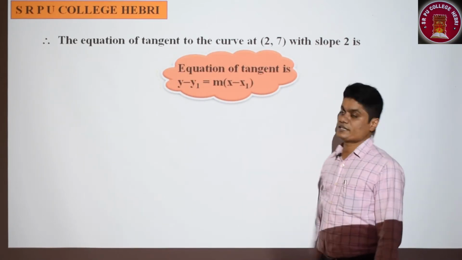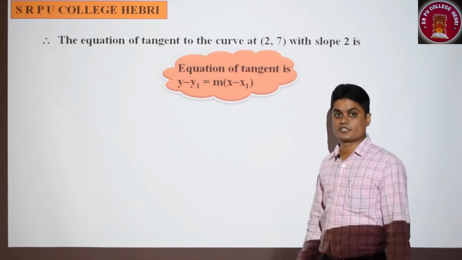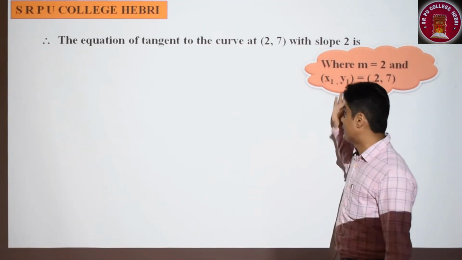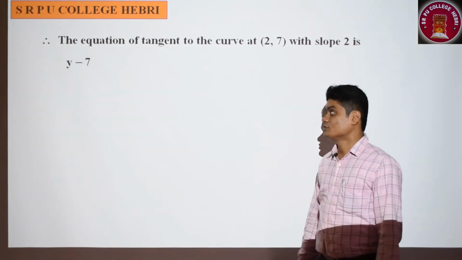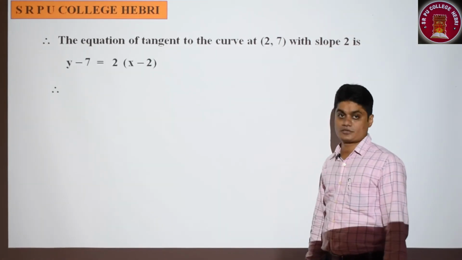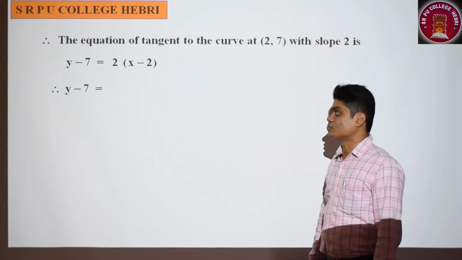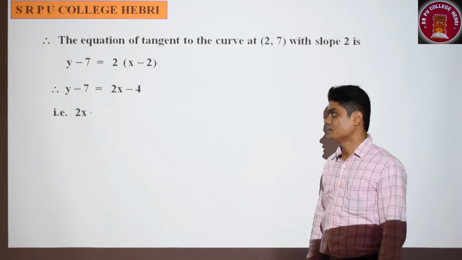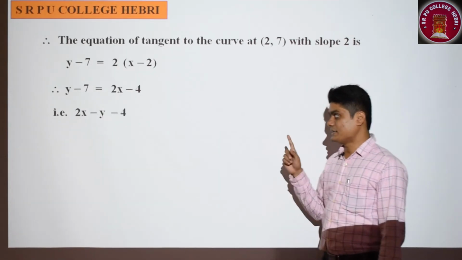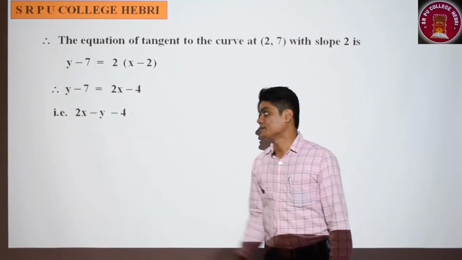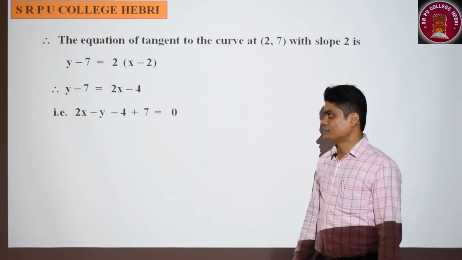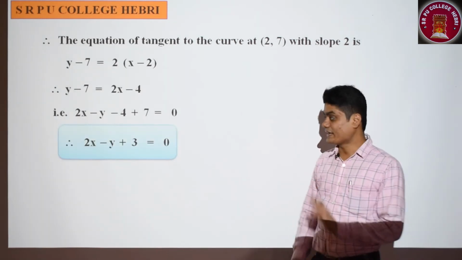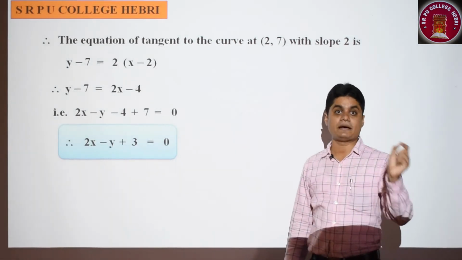So what is the equation of the tangent? y minus y1 equal to m into x minus x1. What does it represent? Slope point form. Substitute the value of m as well as x1, y1. So we'll get y minus 7 is equal to 2 into x minus 2. Correct? So y minus 7 is equal to 2x minus 4. So right hand side is positive, bring everything from the left hand side. So 2x minus y, plus minus 4 from this side, plus 7 equal to 0. So that is 2x minus y plus 3 is equal to 0. So we got the equation of the tangent to the given curve which is parallel to the given line.